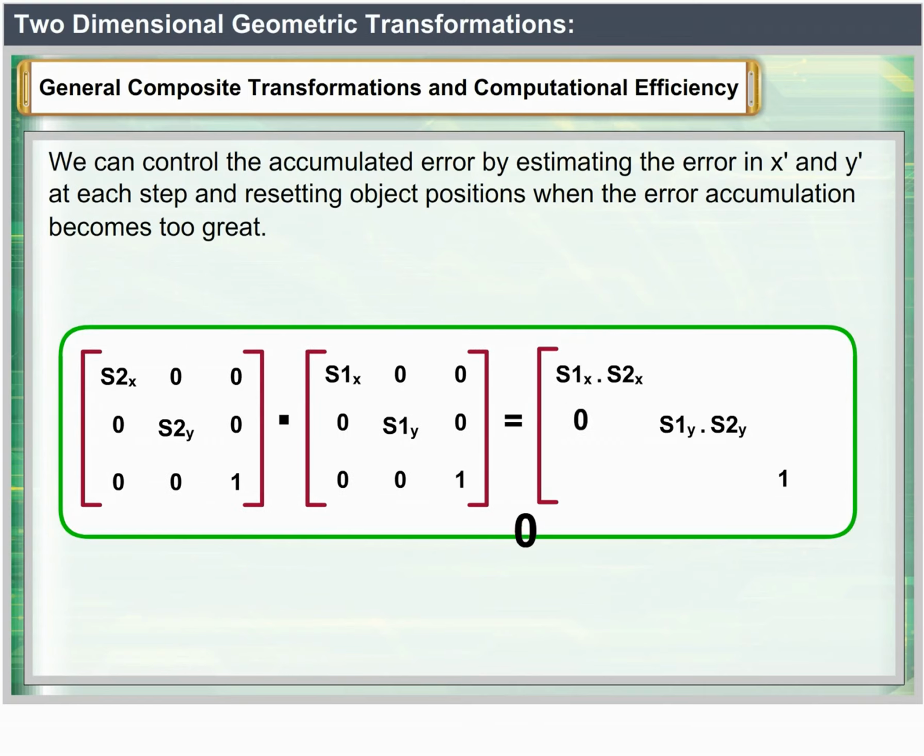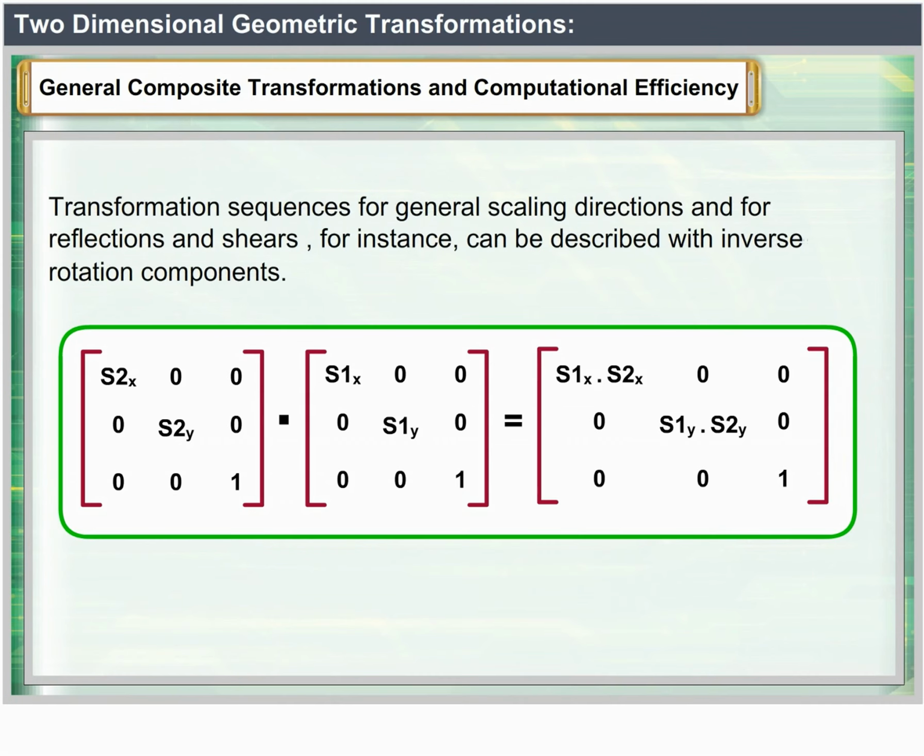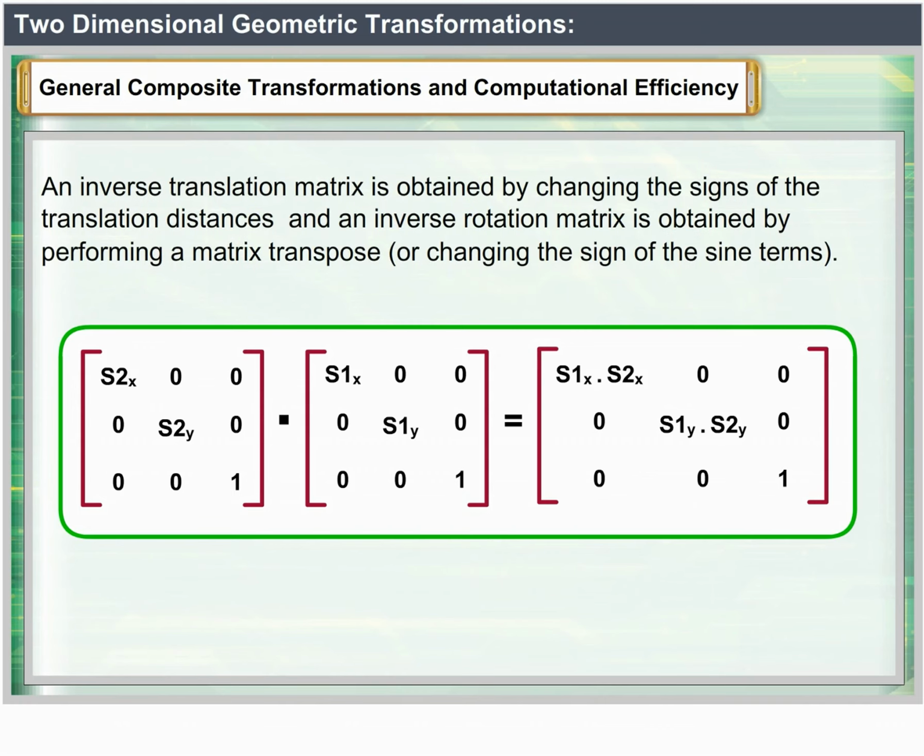Composite transformations often involve inverse matrix calculations. Transformation sequences for general scaling directions and for reflections and shears, for example, can be described with inverse rotation components. The inverse matrix representations for the basic geometric transformations can be generated with simple procedures. An inverse translation matrix is obtained by changing the signs of the translation distances, and an inverse rotation matrix is obtained by performing a matrix transpose or changing the sign of the sine terms. These operations are much simpler than direct inverse matrix calculations.